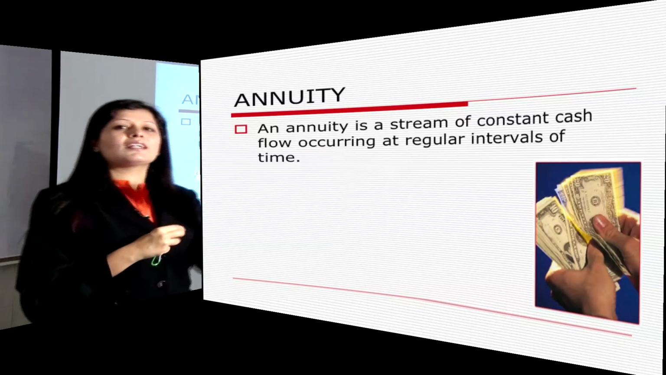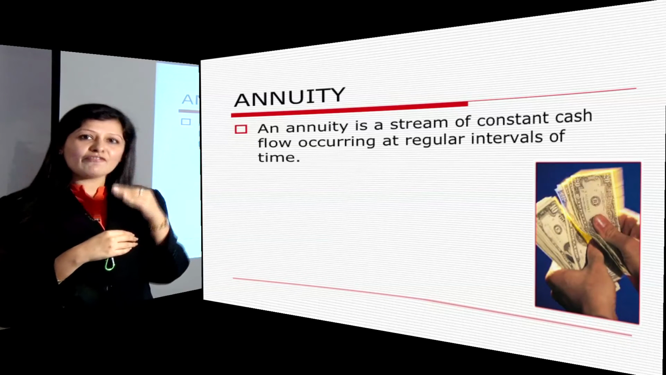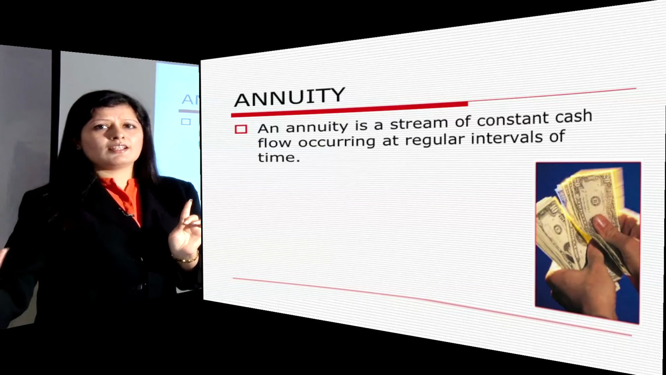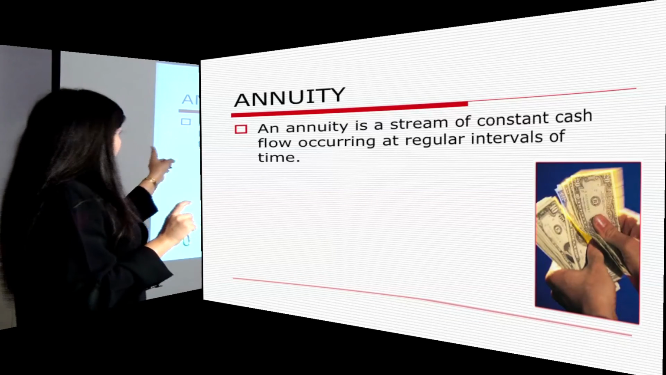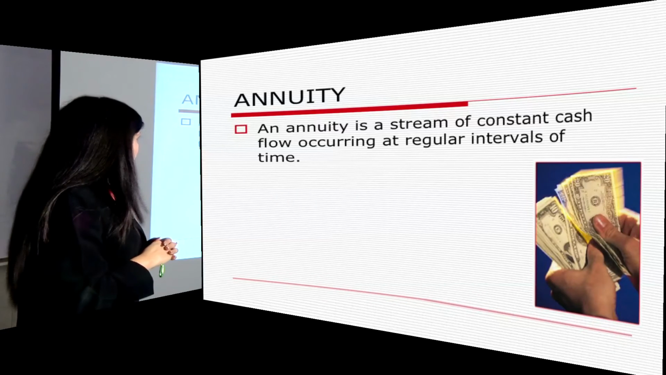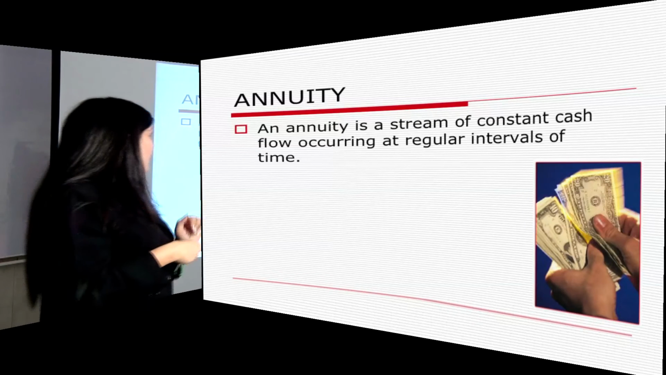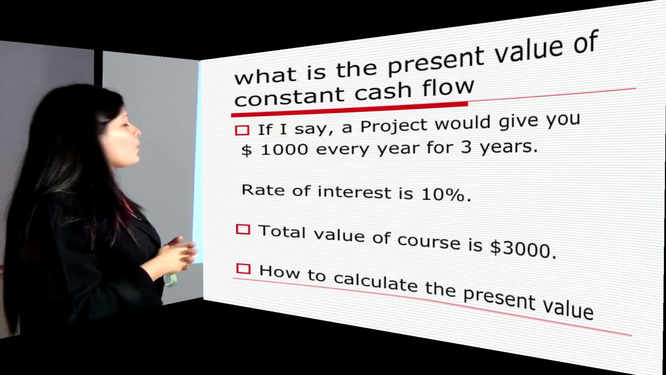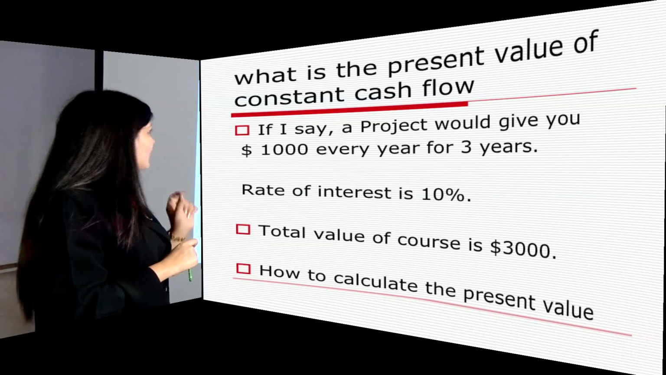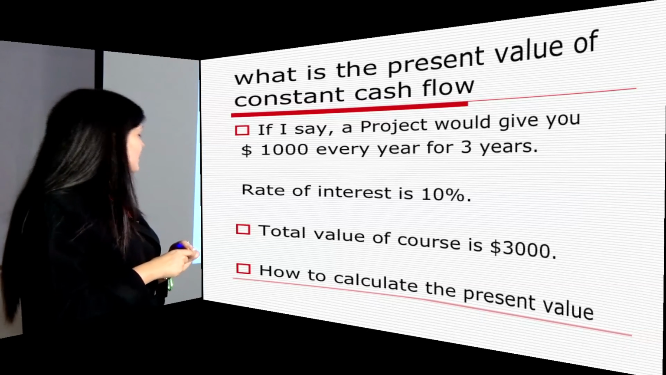Now this was the cash flows which I gave you, uneven cash flows 1000, 1200 and 1500. Now if I tell you 1000 cash flow for 3 years at a constant amount, we have a concept called annuity, and annuity is a stream of constant cash flows occurring at regular intervals of time. Okay, let's see how we will calculate this. What is the present value of the constant cash flow? If I say a project would give you 1000 every year for 3 years, rate of interest is 10%.